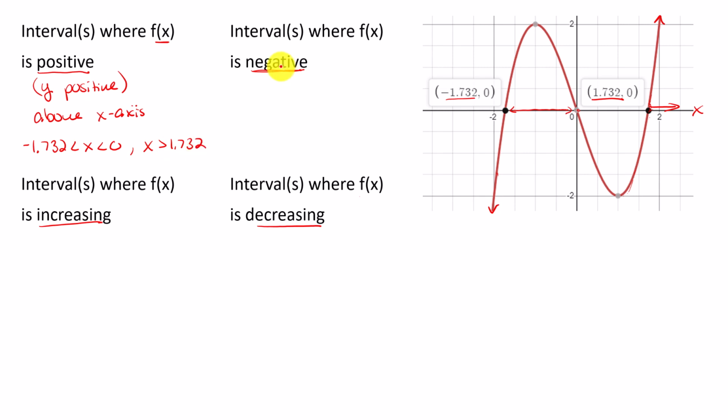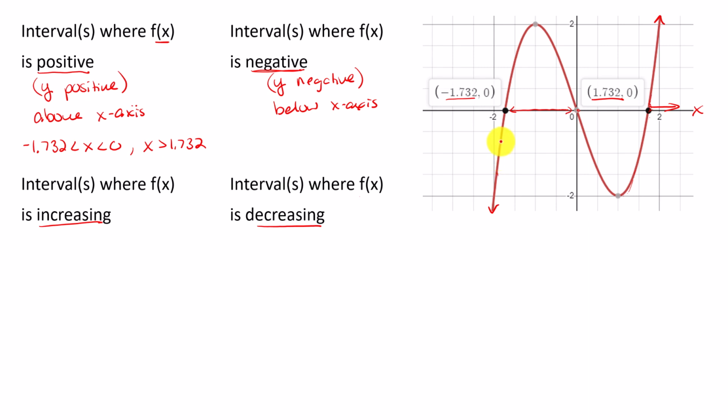So now what does negative mean? Negative means when y values are negative, which means my graph needs to be below the x-axis. So again, I'm going to start tracing. I'm going to ask myself, am I below the x-axis? I am. I'm below the x-axis. So my y values are negative. You can see that. I'm in the negative area of my graph as far as y goes.